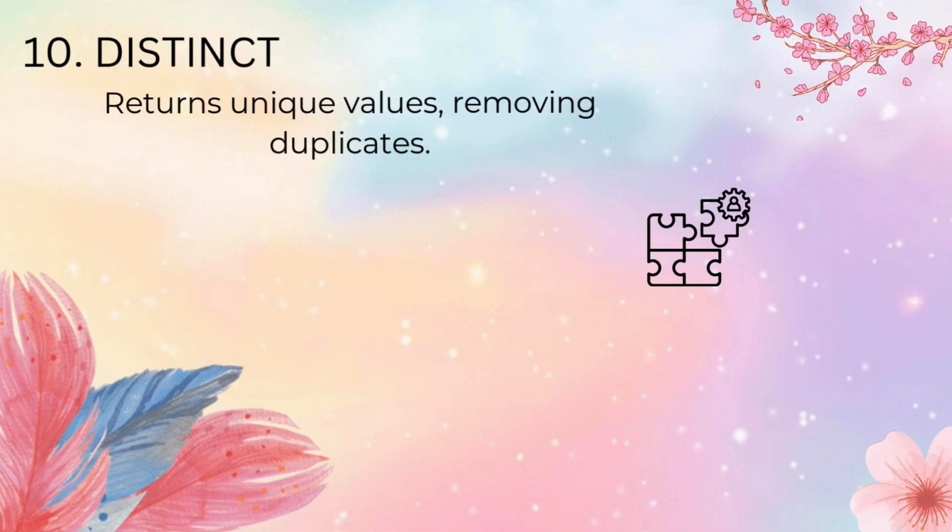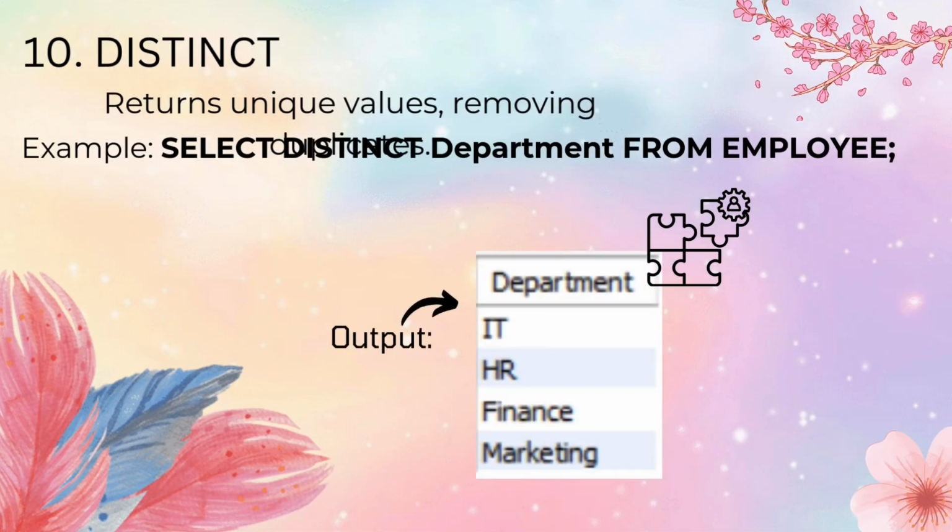Moving forward, the distinct command is used for returning unique values by removing duplicates. In this example, we are selecting distinct department, that is all the departments that are there in the employee table. In the output table we can see IT, HR, Finance, and Marketing under the department attribute.